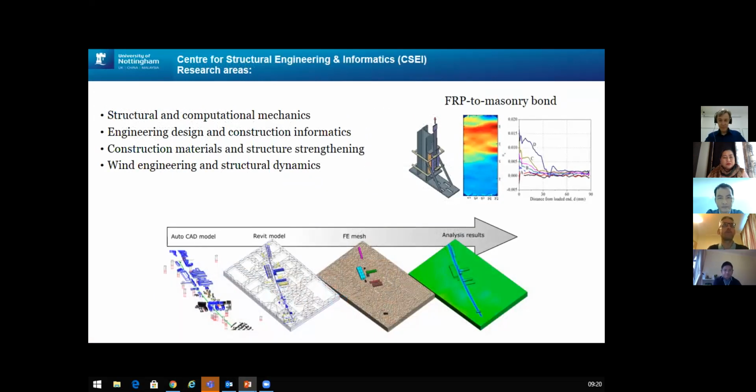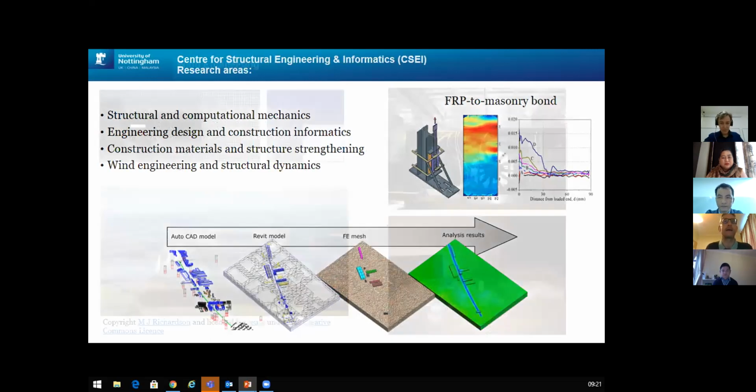And my research group is the Centre for Structural Engineering and Informatics, and our research areas cover structural and computational mechanics, engineering design, and construction informatics, which you see across the bottom of the screen there, moving from CAD models through BIM models to analysis models, and then combining the two together to give useful output for construction professionals. We've got work on construction material and structural strengthening, which we see in the top right, and also in wind engineering and structural dynamics, which is my area and my interest that we're talking about today.